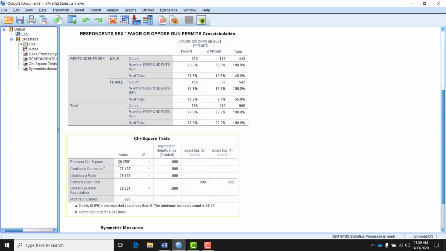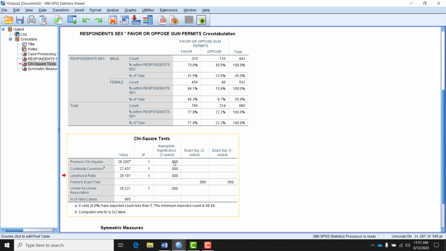Pearson chi-square. That's the chi-square number you're looking for, the 28.25 number. It has 1 degree of freedom, and a chi-square of 28 with 1 degree of freedom is going to have a p-value, which is what this is, of 0.000. Asymptotic significance, two-sided, means p-value in SPSS. I don't know why they don't just call it a p-value. My guess is it's to mess with you. So we have a statistically significant association, right? One's gender does affect one's attitudes about gun permits, which we see here.